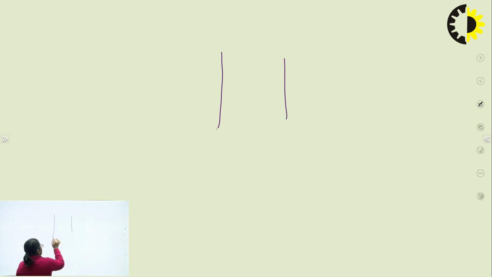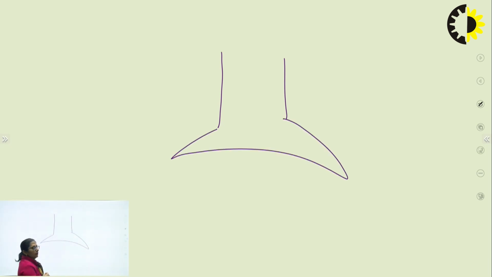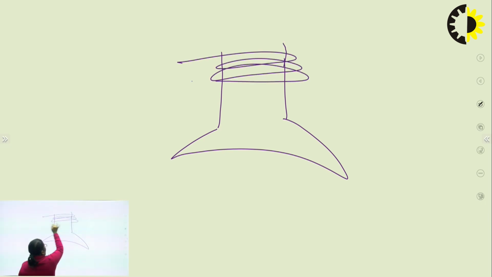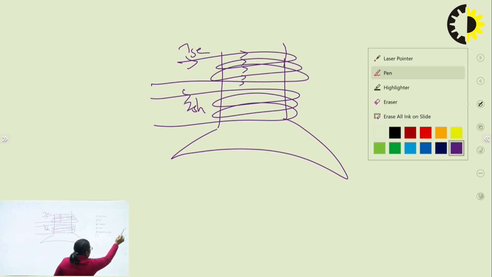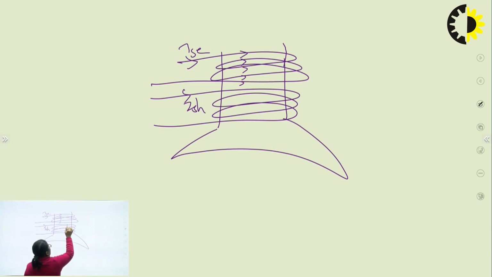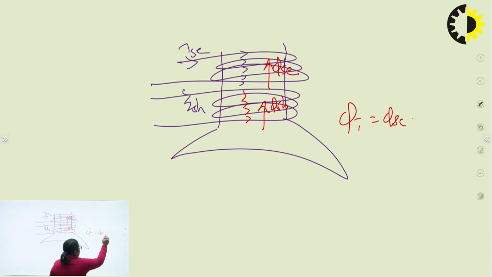Say I'm having a single pole, and on this pole core, both the windings are wound. One is the series field winding, another one is the shunt field winding. Now the flux produced by the series field winding obviously depends upon the current. If the flux created by the series field winding is in the upward direction, and the field created by the shunt field winding is also in the upward direction, then the total field would be the addition of the two.